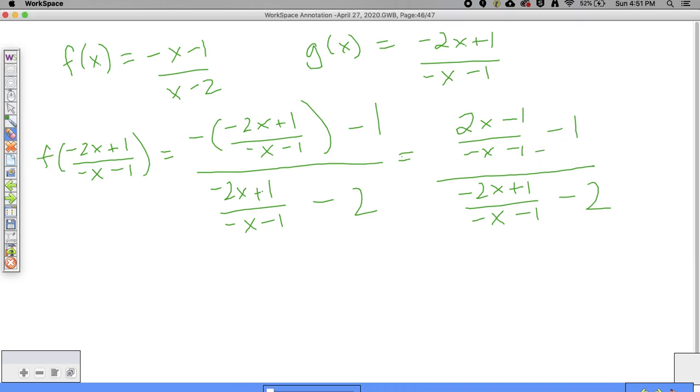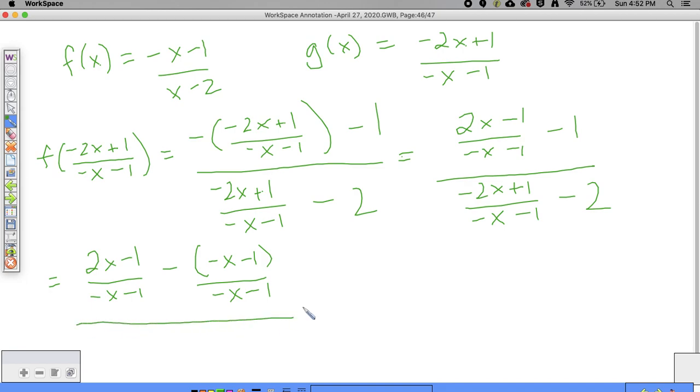Here we go. If I look at this, if I throw this over 1, negative x minus 1 is the common denominator. So I need some space down here. It's going to be 2x minus 1 over negative x minus 1, and then minus negative x minus 1 over negative x minus 1. Because that's 1 over 1. I'm changing it to that because this whole thing is equal to 1.